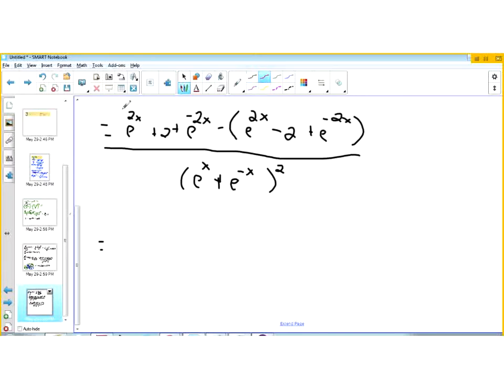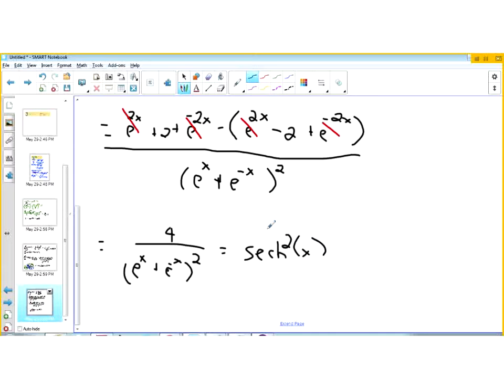Okay, and so that would equal to, well, let's see, we have some cancellations going on. This term cancels, and so we're left with 4 over e to the x plus e to the minus x squared, and that, of course, is equal to the hyperbolic secant function squared. That's not 2x, that's a square. Okay, so the derivatives of the hyperbolic functions that I didn't do, I have an expectation that you can do. All right, so the next topic we'll talk about will be the inverse hyperbolic functions.